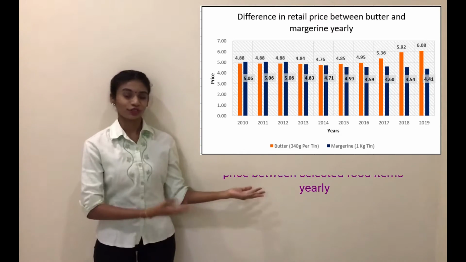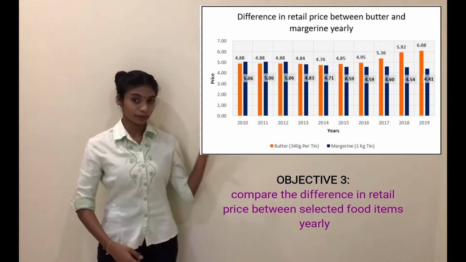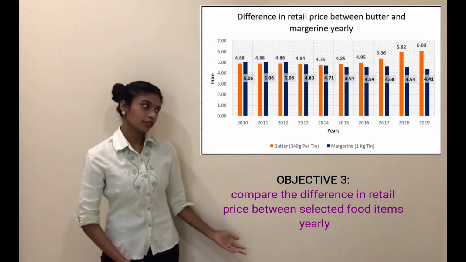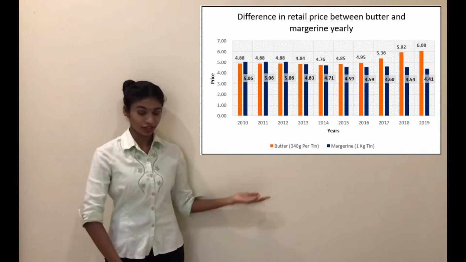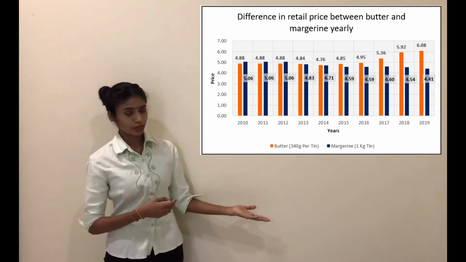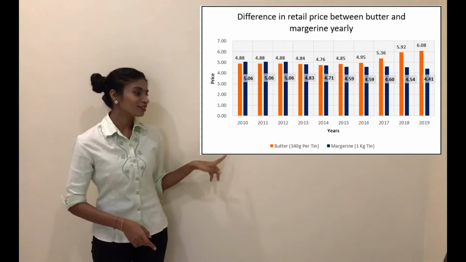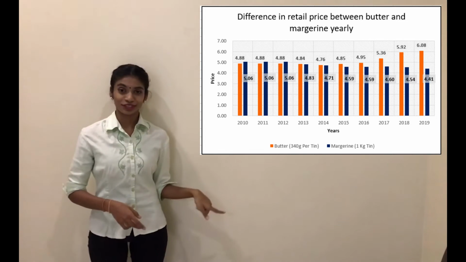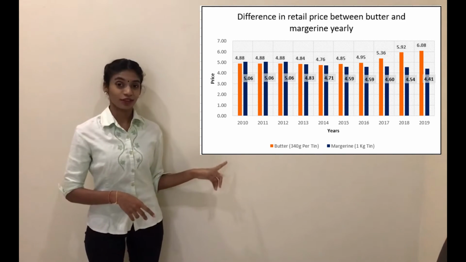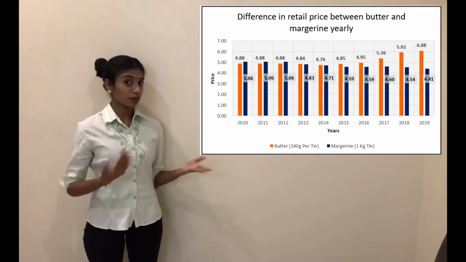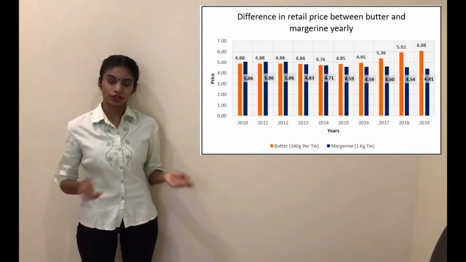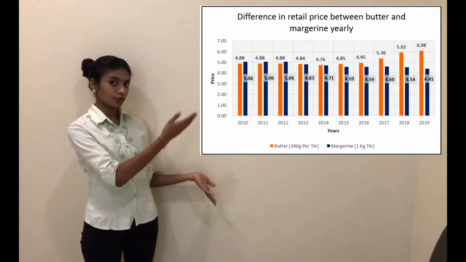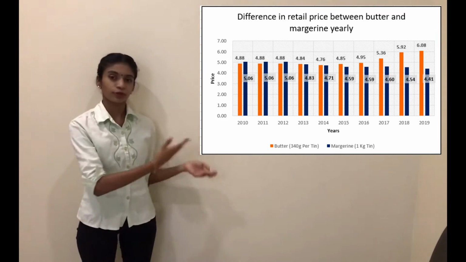This data shows the comparison between 2 types of oil, which are butter and margarine. As you can see, the trend of butter is gradually increasing while the margarine is gradually going down. In 2019, the price of butter has gone up to 628 cents for only 340 grams, while for margarine, for 1 kg, it has gone down to 441 cents. So in conclusion, butter has always been increasing, while margarine has been dropping in price over the years.